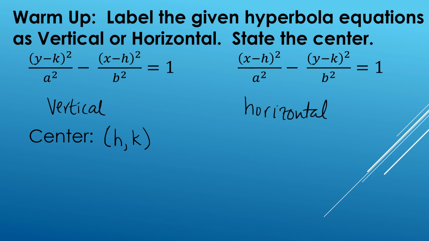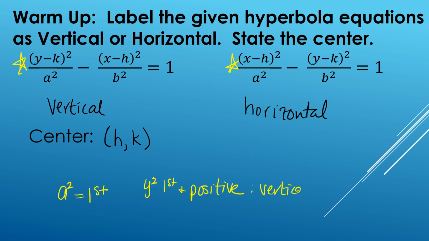And the main difference between these two equations is that your x squared and your y squared terms reverse places depending on whether it's horizontal or vertical. Remember, a squared is always going to be first for a hyperbola, and then if you have your y squared first and positive, then it will definitely be vertical. And if your x squared is first and positive.